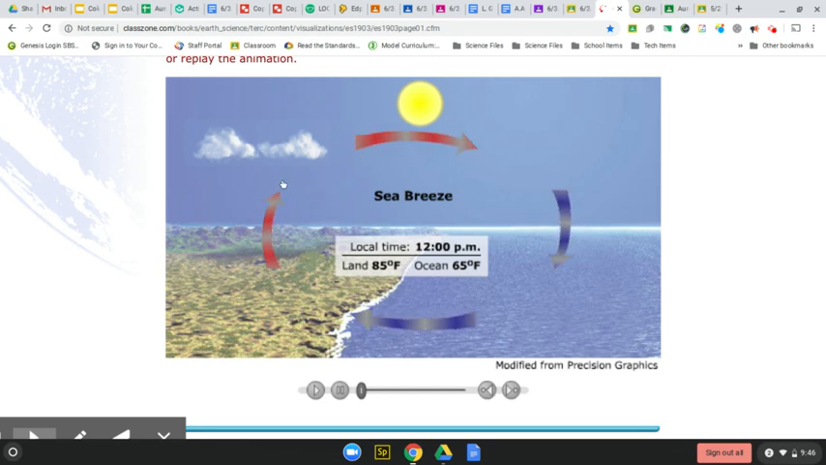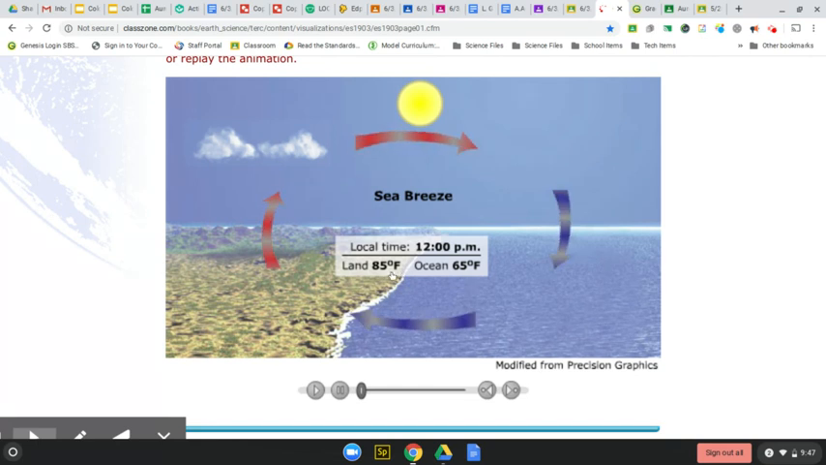So, this is going to be an animation of sea breeze versus land breeze. If we take a look on the left hand side where my mouse pointer is, that's the land, and we have the ocean on the right hand side. It's currently 12 o'clock p.m., about lunchtime. I'm sure a lot of us have been to the beach since we live near the beach in New Jersey. And the land is 85 degrees. That would include the air over the land as well. And the ocean is 65 degrees. That includes the air above the ocean too.